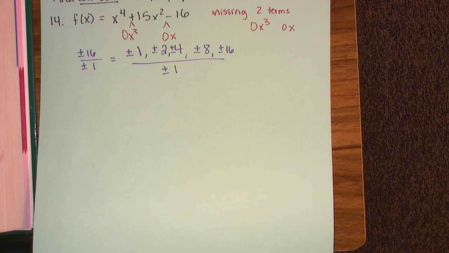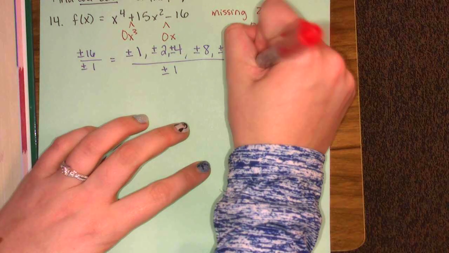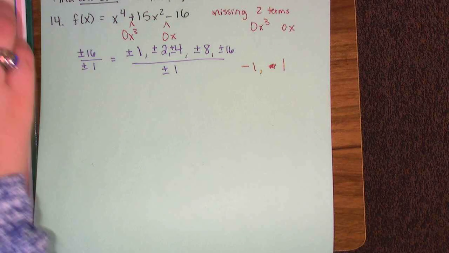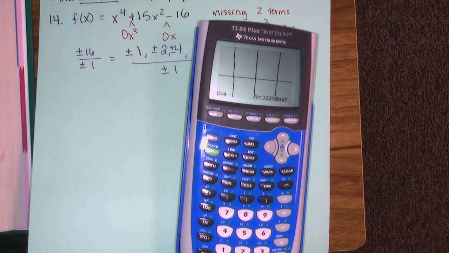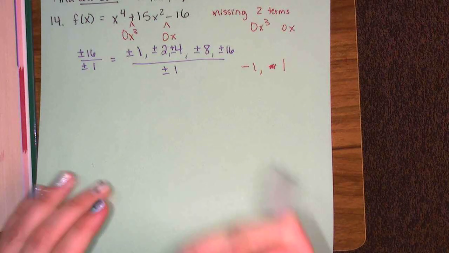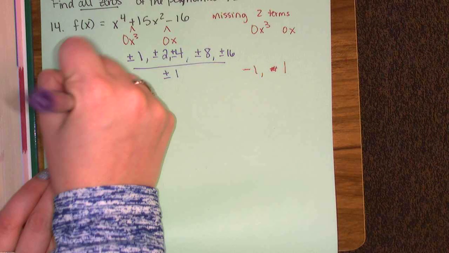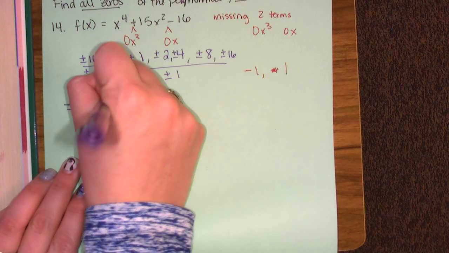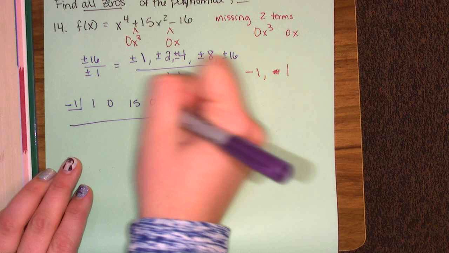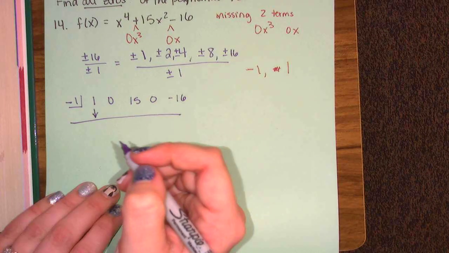Alright, so we said -1 and 1 are ones that we think. It really doesn't matter which one you start with. -1, cool. That's where it is on the graph. Alright, so we're starting with -1 and we're setting up our synthetic division. So 1, 0, 15, 0, -16. Okay, so let's work the synthetic. Somebody tell me what I need.